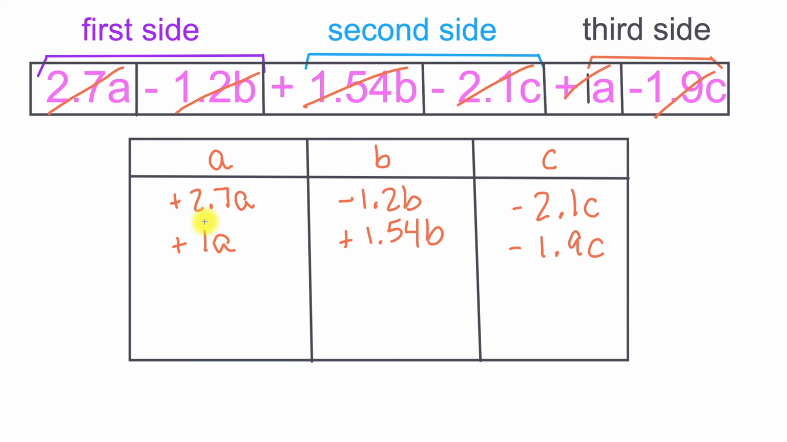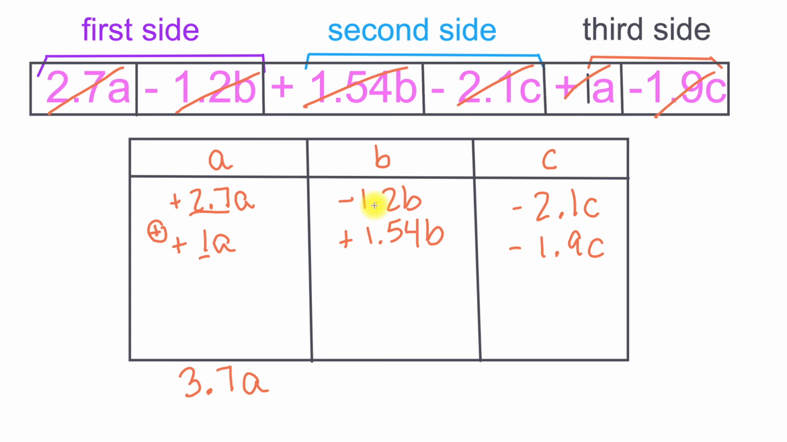And remember, you're only adding the coefficients, and that just means you're adding the number in front. So we've got positive 2.7 plus positive 1, and that will give us positive, again, we're adding positive 2.7 plus positive 1 in the calculator, okay? And that's going to give us positive 3.7a. So we're done with the A column. Let's go to the B column.